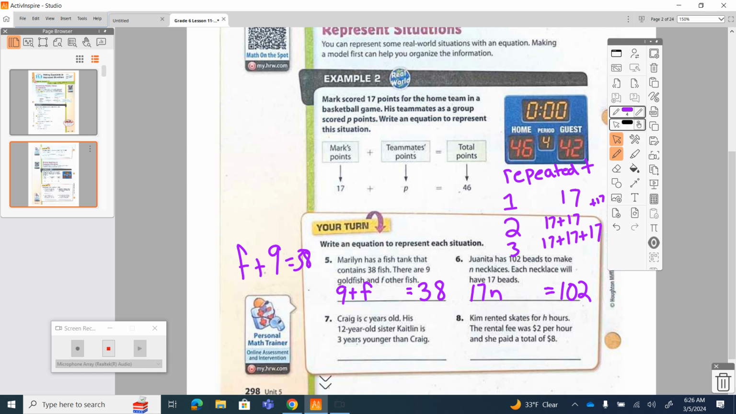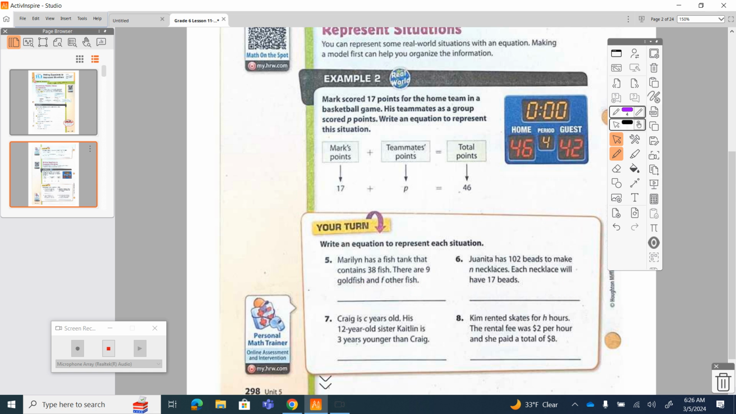You could have also written, if you have 102 beads, and you're doing 17 per necklace, you could be dividing them up. So that wouldn't necessarily be wrong if you do it this way. That's not necessarily wrong either. But most, because the inverse of multiplication is division. Okay, hope that made some sense there.